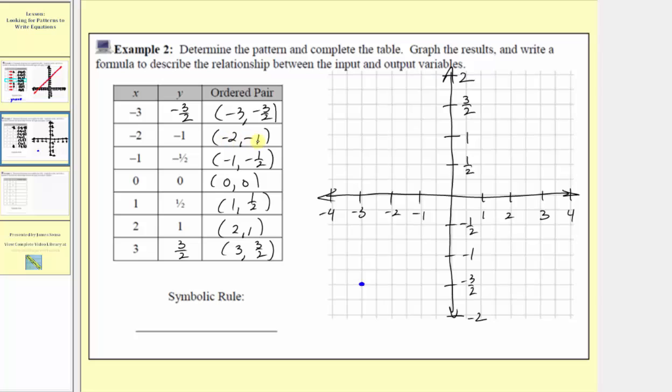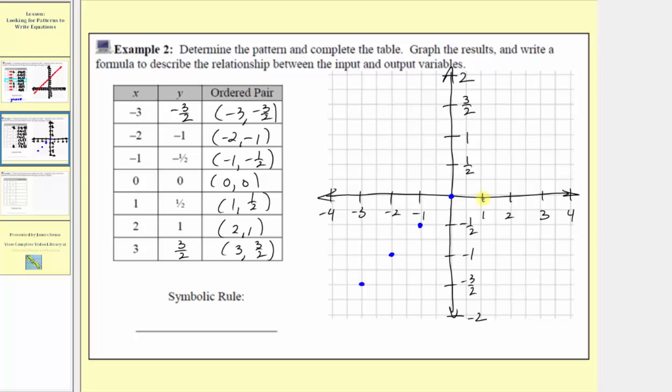Next we have the ordered pair (-2, -1). So the input is -2 and the output is -1. Next we have (-1, -1/2). The input is -1, the output is -1/2. Next we have the ordered pair (0, 0), which is at the origin. Then we have (1, 1/2).